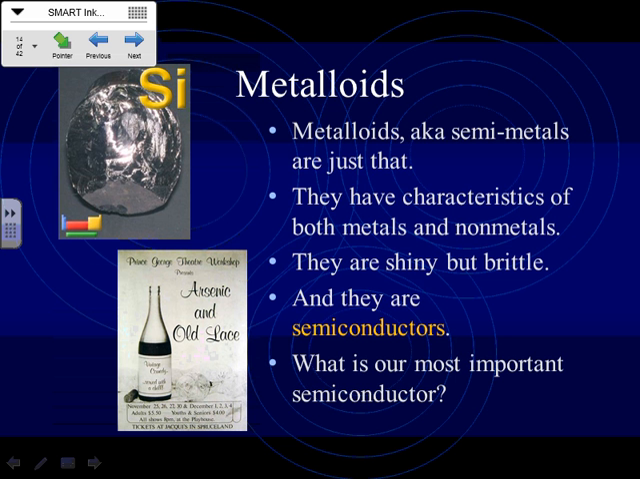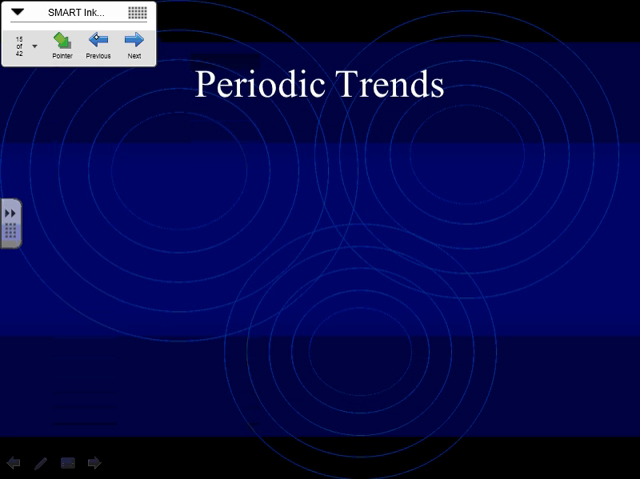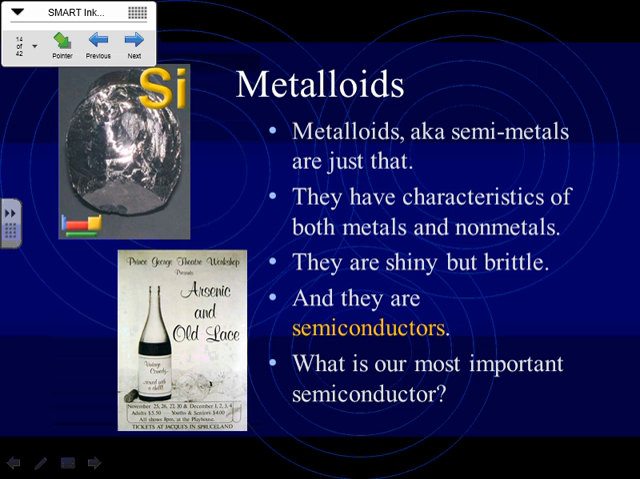And our most important semiconductor would be, I keep talking about it, silicon. Silicon, not silicone. There's a difference. Silicone is made of silicon, but it's not just silicon.